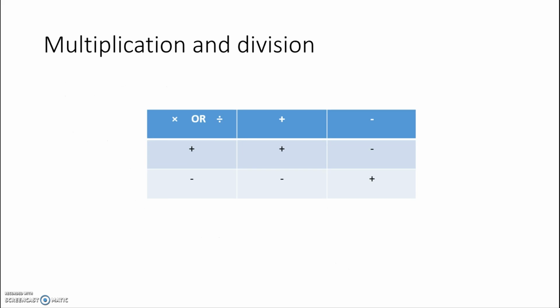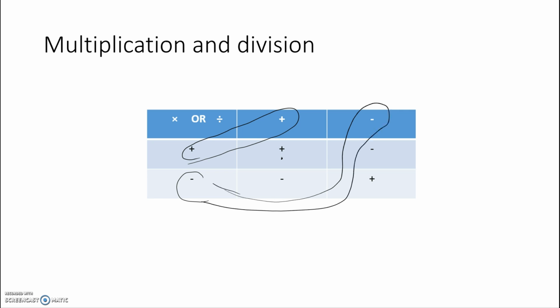It doesn't matter how you remember what sign your answer is. If the signs are different, the answer is negative. If the signs are the same, the answer is positive. So if you are multiplying positive by positive, then the answer is positive. If you're multiplying or dividing negative by negative, the answer is positive, and the other answers are negative. So if the signs are the same, you're going to get a positive answer. If the signs are different, you're going to get a negative answer.